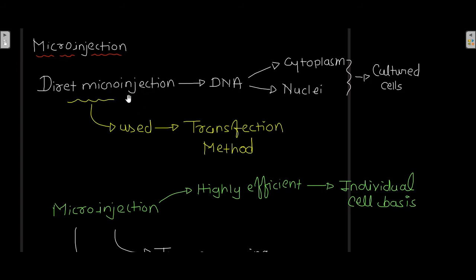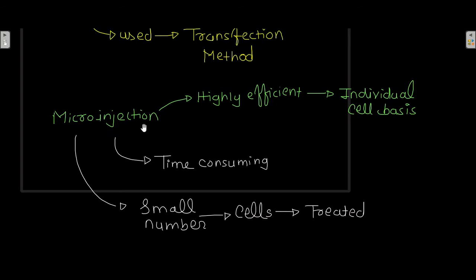Direct microinjection of DNA into the cytoplasm or into the nuclei of cultured cells is sometimes used as a transfection method. You microinject the DNA directly into the cytoplasm of the cell or into the nuclei of the cell. Although microinjection is highly efficient on an individual cell basis, it is a time-consuming process and only a small number of cells can be treated.